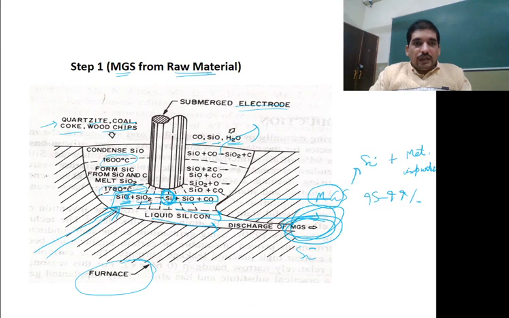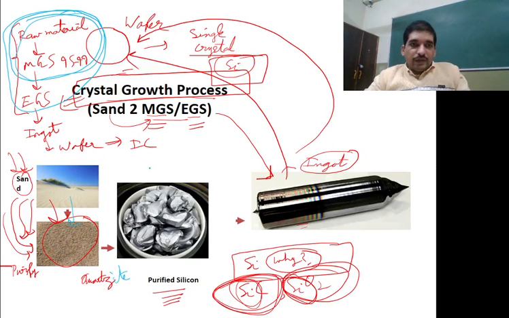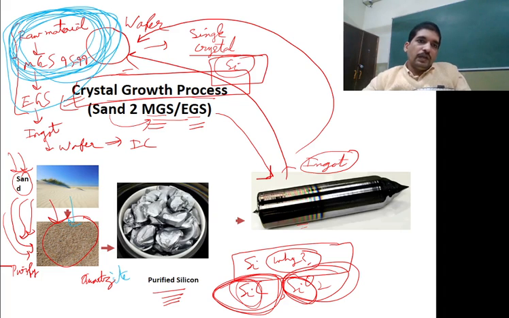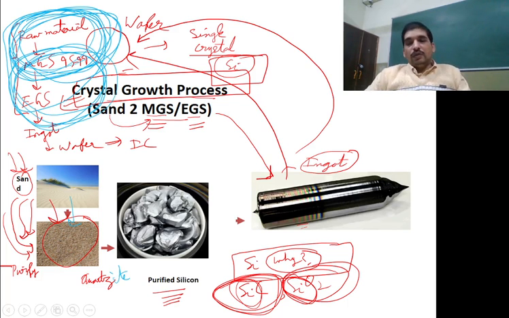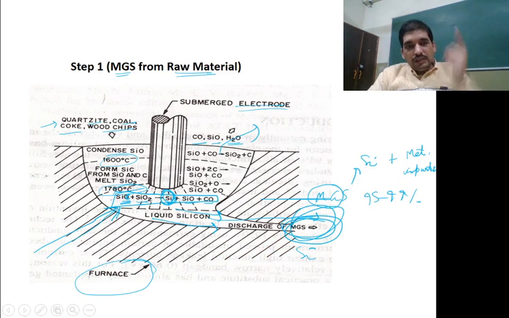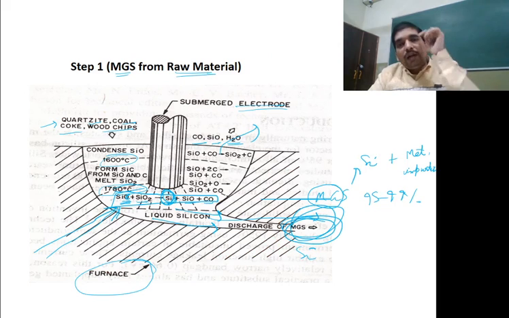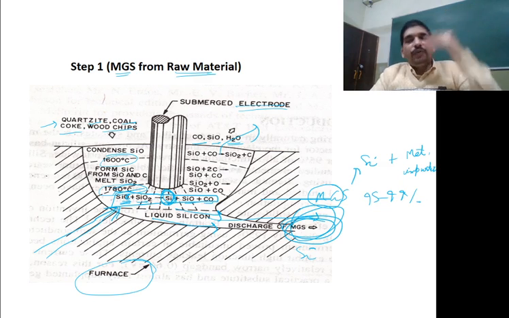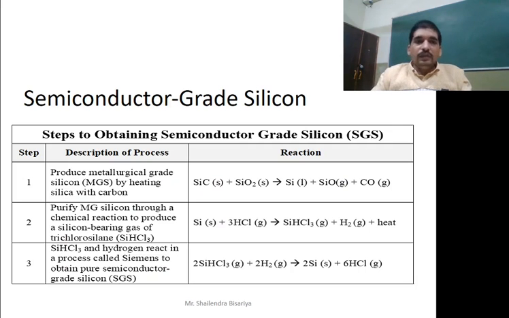So as we have seen in the last slide, this is the first step which we have done. On the top left side, see here, raw material to MGS we have obtained in the furnace. Now the next step is to obtain EGS from MGS, right? That means metallurgical grade silicon will again be purified to remove those metal impurities and to extract electronic grade silicon, which is the highest purified form of silicon, also known as semiconductor grade silicon, EGS or SGS, the same thing.